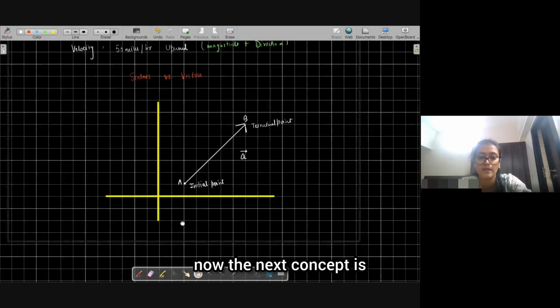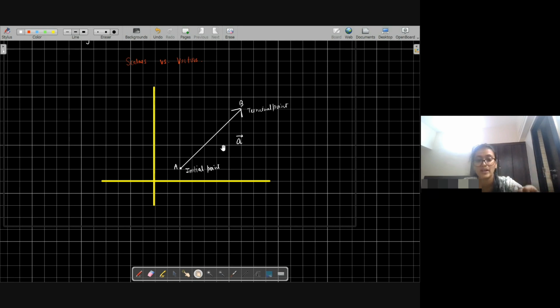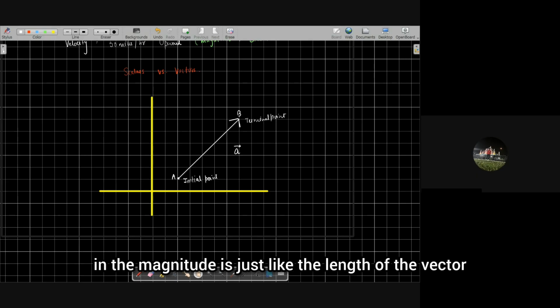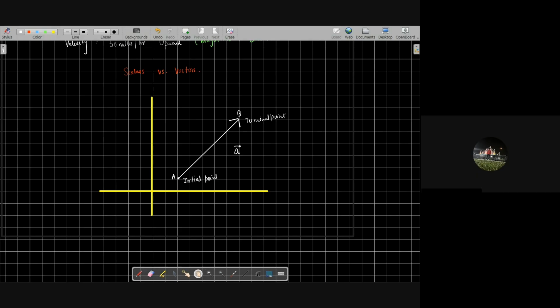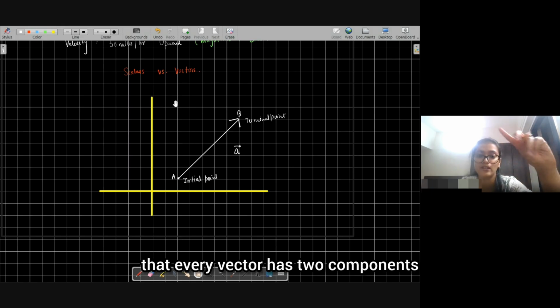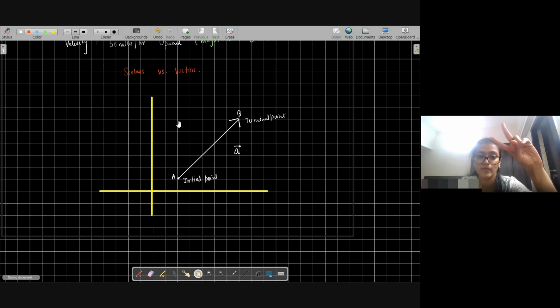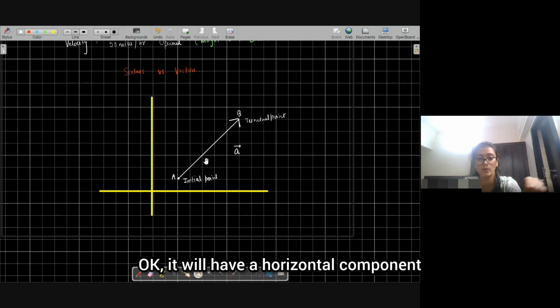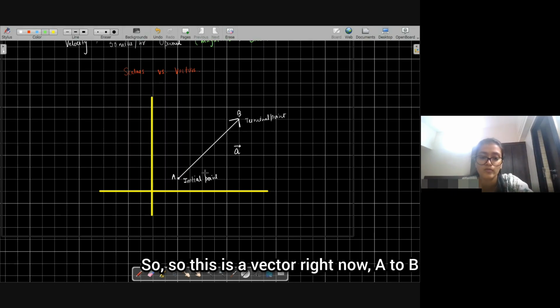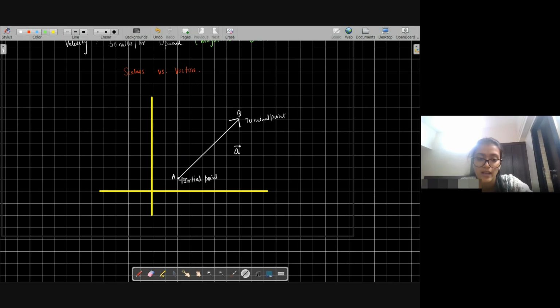Now the next concept: if you have this vector and you want to find out its magnitude. The magnitude is just the length of the vector. And you should know one thing, that every vector has two components: a horizontal component and a vertical component. So this is a vector right now, A to B. It will have two components. For a moment, I'll erase this.